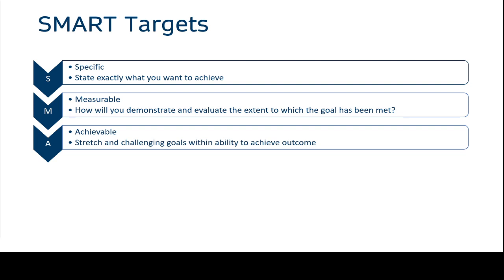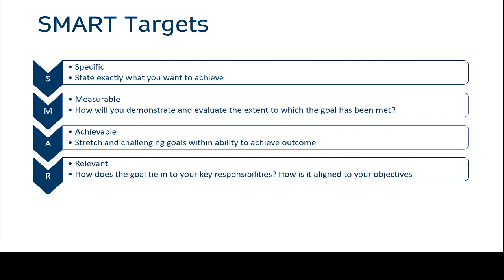It should be achievable. That should be a stretch. It should be challenging, but you should be able to achieve it. It shouldn't be unrealistic. If it's too much in too short a period of time when you're dealing with other issues, other customers, other tasks you've got to do, that's not going to be achievable. So it's not going to be a good target because you're never going to hit it anyway. It should be relevant. So how does the goal tie in with your key responsibilities and how is it aligned to your objectives?